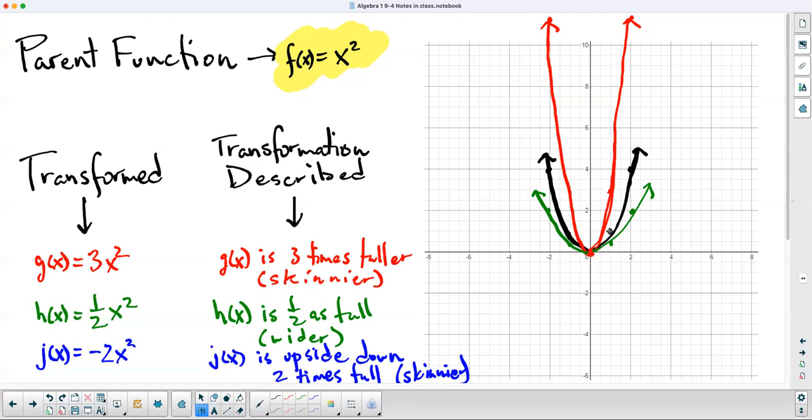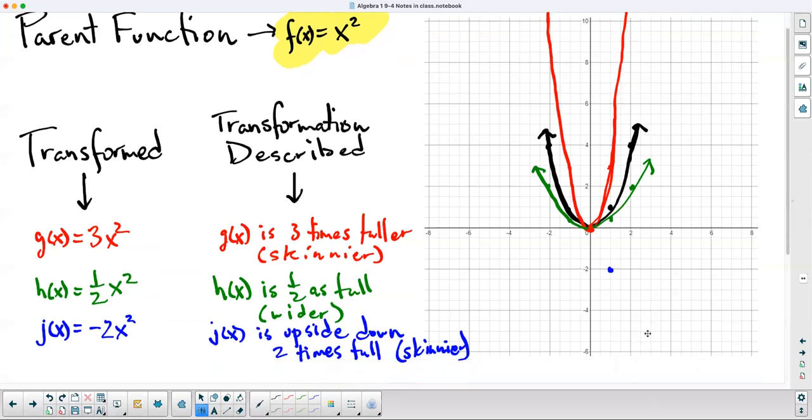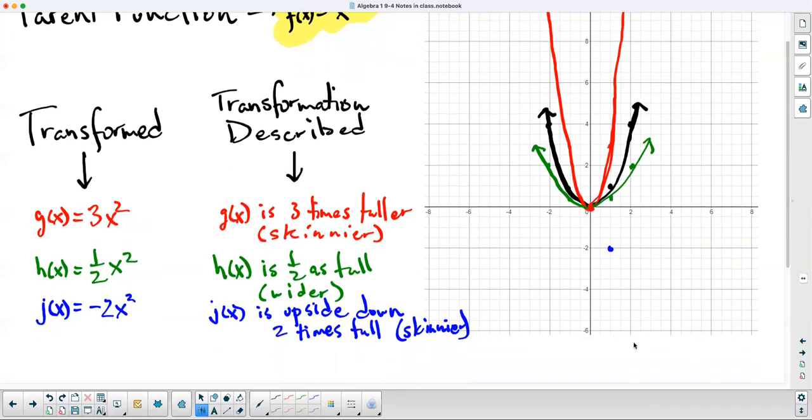Okay. So my black point, I went up 1. So now I'm going to go down 2. The black point, I went up 4. So the blue one, I'm going to go down 8. My graph isn't big enough. Somewhere like right there. And then I'll draw their twin pairs.